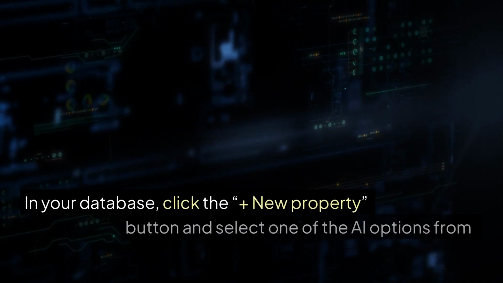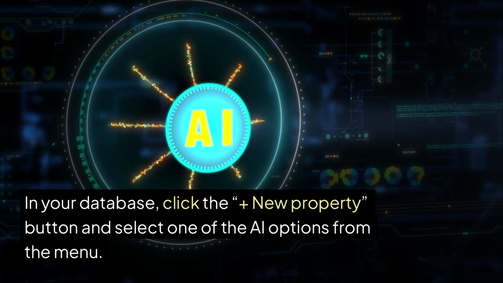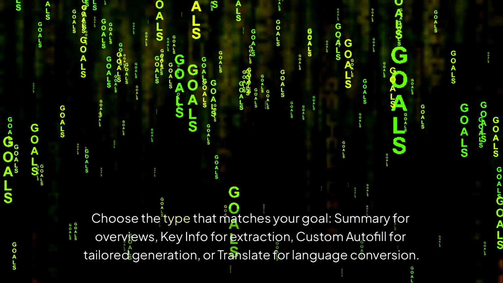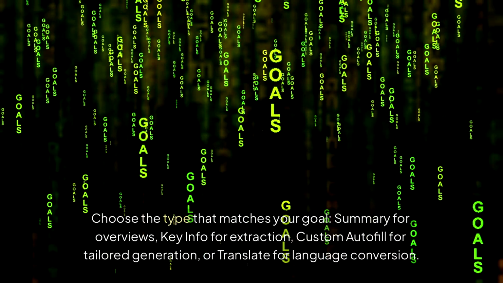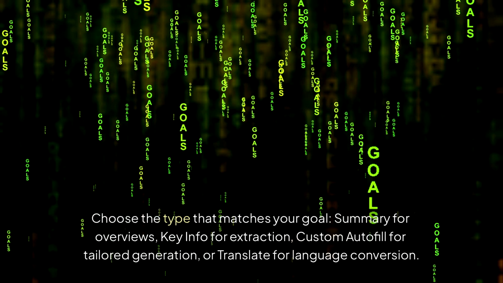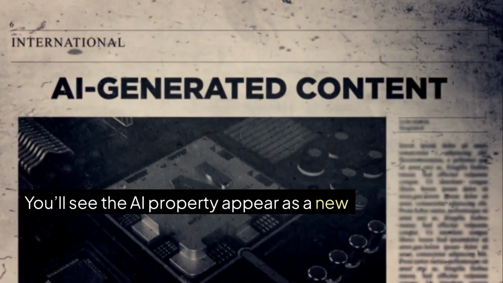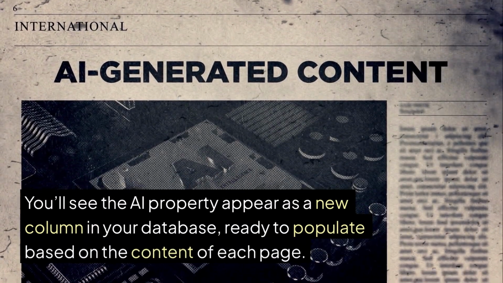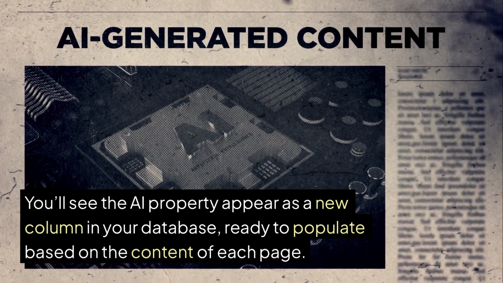In your database, click the Plus New Property button and select one of the AI options from the menu. Choose the type that matches your goal: Summary for overviews, Key Info for extraction, Custom Autofill for tailored generation, or Translate for language conversion. You'll see the AI property appear as a new column in your database, ready to populate based on the content of each page.